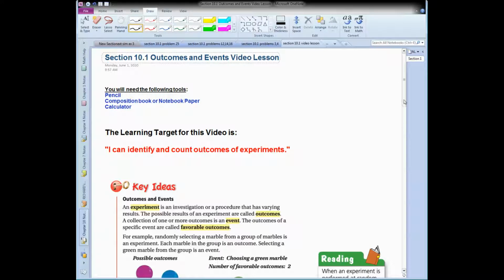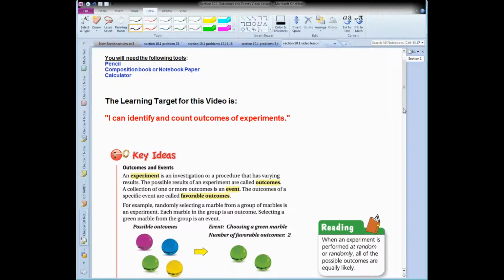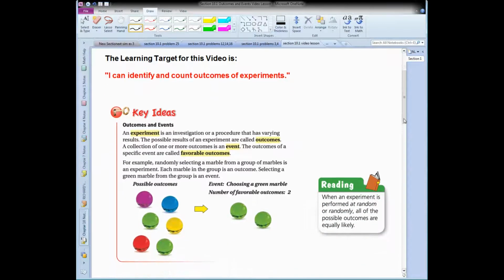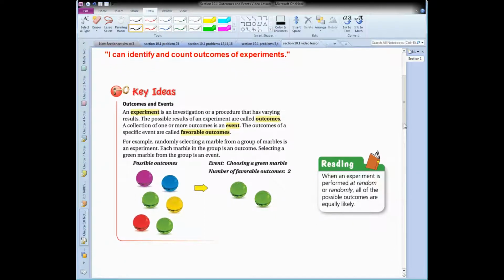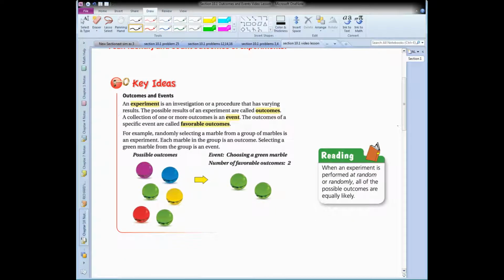So sounds like a lot of new words that we're covering in this chapter, and it is. This chapter is about probability, and so we need some definitions. A lot of words right here, and there are several definitions. I'll highlight them for you, and then we'll pause the video so you can write them down. So let's start with an experiment.